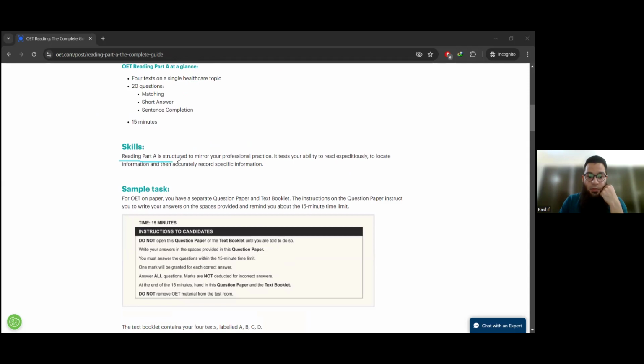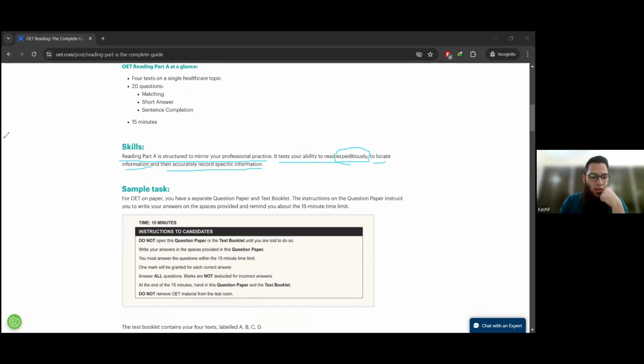Reading Part A is structured to mirror your professional practice. It tests your ability to read expeditiously. Expeditiously, what does that mean? It means quickly: to read quickly and retain information, to locate information, and then accurately record specific information.